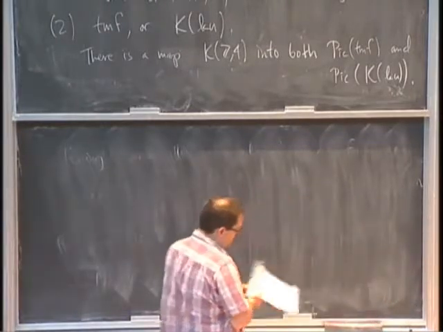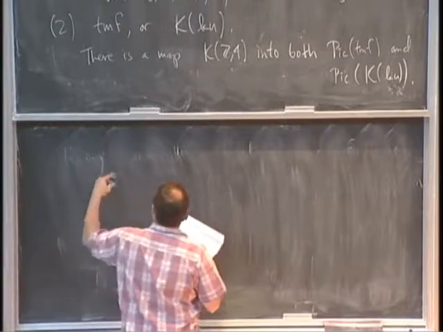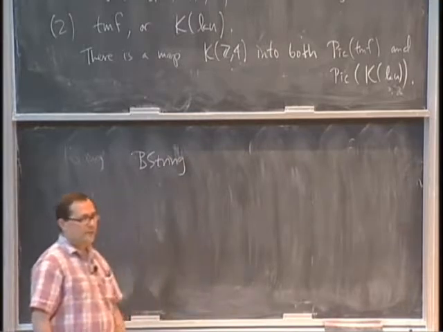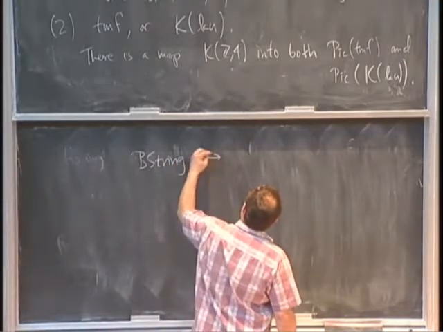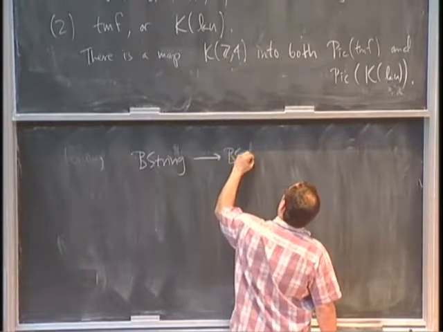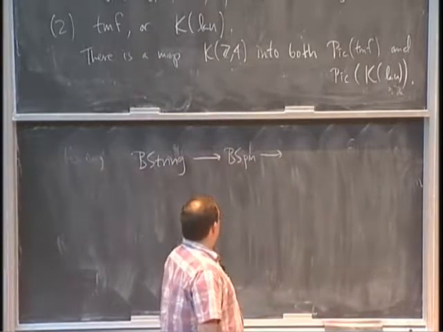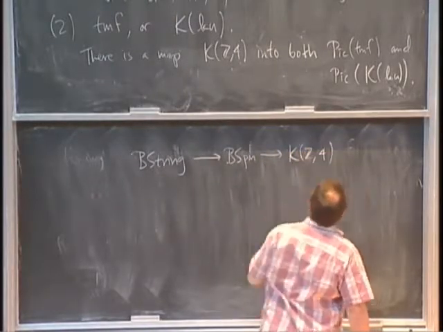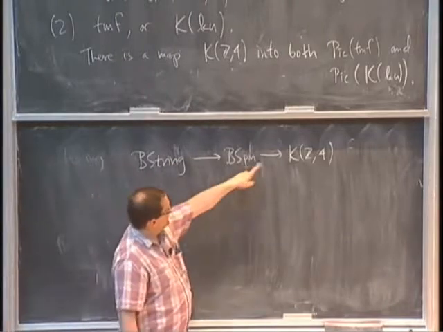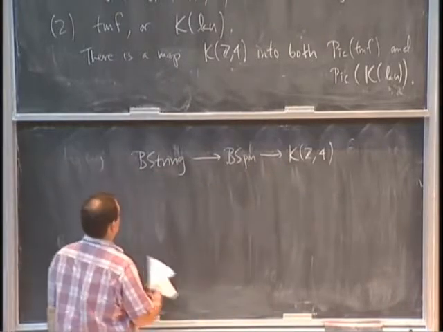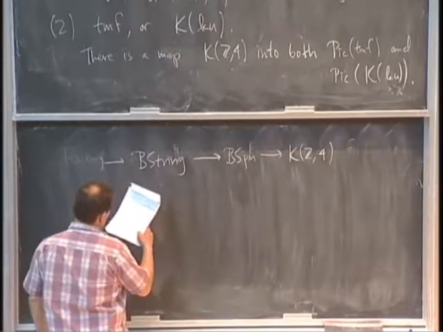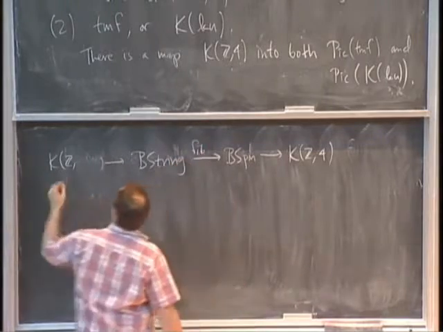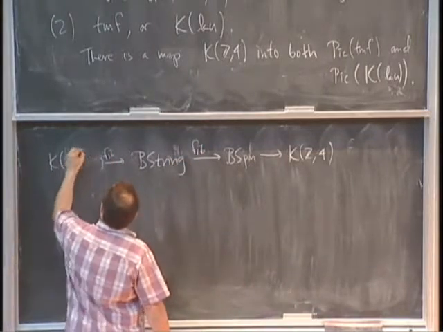So you have this group B string, and it's basically defined as a certain connective cover of B spin, because B spin has a bottom homotopy group in degree 4, which you can kill by taking the map to KZ4, the associated Postnikov piece, and the fiber is B string. And then if I take the fiber again, I get KZ3.